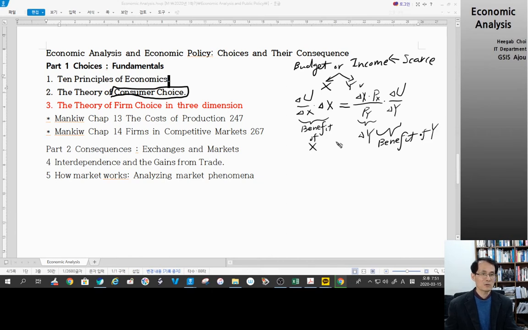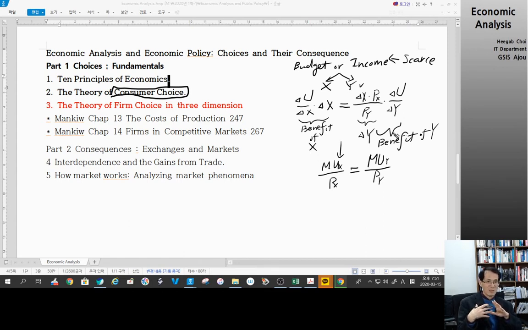Now, if you rearrange this, we come to the conclusion that the marginal utility of X for the last dollar should be equal to the marginal utility of Y for the last dollar. So it is called equalization of marginal utility. When the consumer allocates his money wisely, we have this equalization of utility across all the consumption bundles.